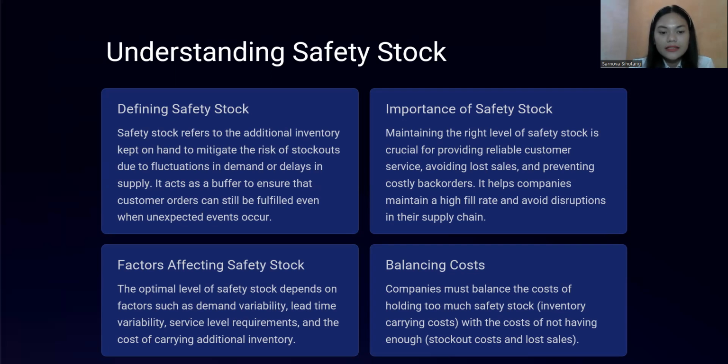Factors affecting safety stock. The optimal levels of safety stock depend on factors such as demand variability, lead time variability, service level requirements, and the cost of carrying additional inventory. Balancing costs. Companies must balance the cost of holding too much safety stock, inventory carrying costs, with the cost of not having enough stock, stockout costs and lost sales costs.